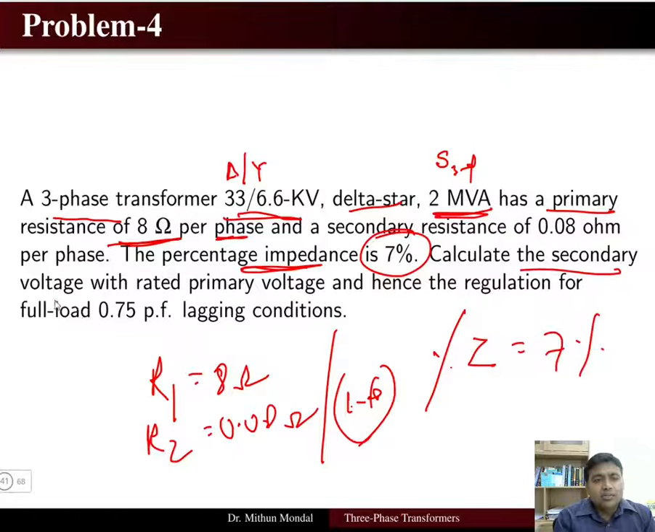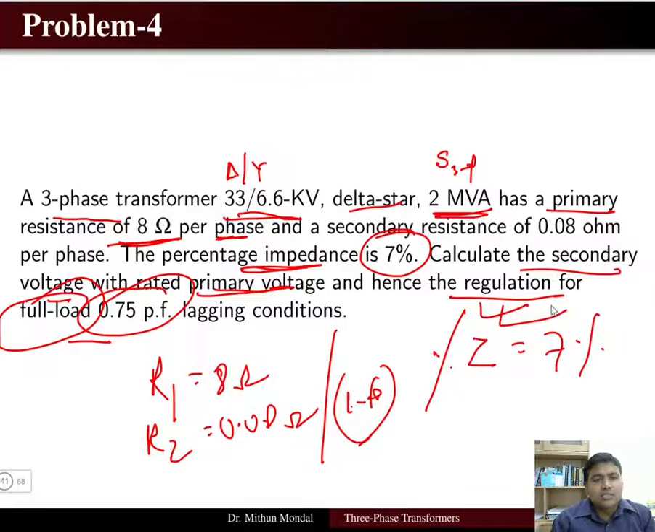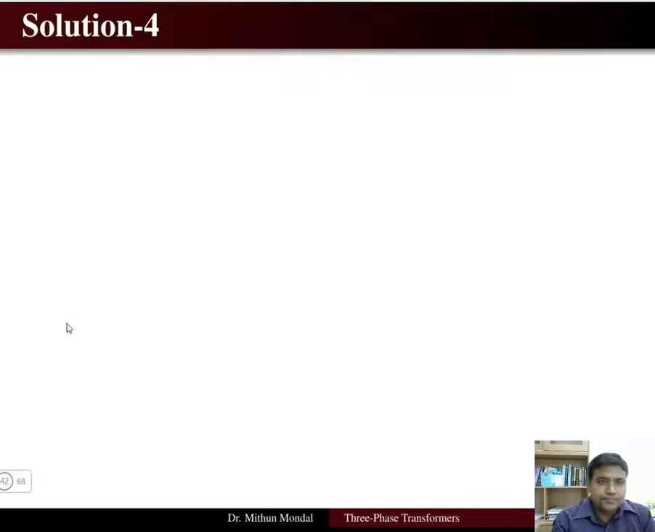Calculate the secondary voltage with rated primary voltage. So V1 is under the rated condition, hence the regulation for the full load. So under the full load condition, 0.75 power factor condition, what is the regulation of the machine and what is the rated primary voltage of the machine.